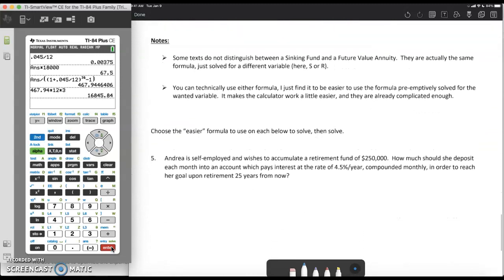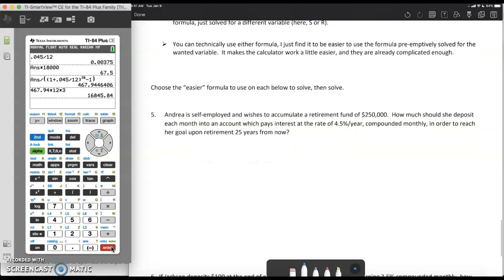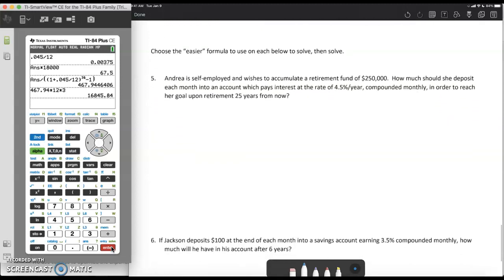So some notes. Again, some texts do not distinguish between that sinking fund and that future value annuity because they are the same formula, just solve for a different variable. So again, I don't care what your preference is. Use whichever version you want. I'm showing you my preference because I do feel like it's a little bit easier, but it doesn't really in the end matter to me what formula you use. You can technically use either. Okay, so what you would want to do now is choose the easier formula to use below to solve and then solve.